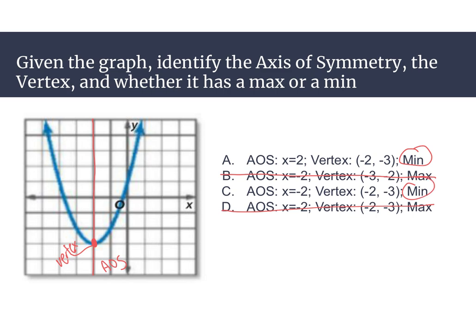Well, here is my origin because I have x and y. So we are at -2. So it has to be x equals -2. So C is the only possible answer choice.